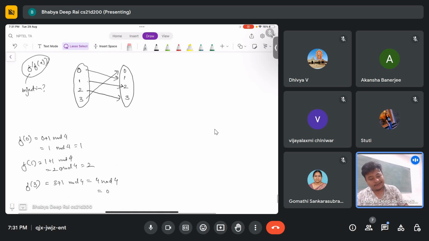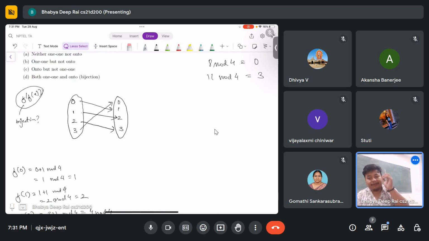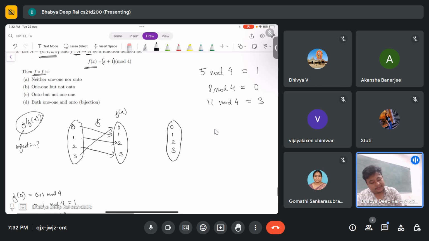So far, I see that this is a bijection because every input is mapping to only one output, and all the elements in the right hand side are getting covered. Good. But this is only one step. I need to find f of x. This is only f of x. So if I want to find f of x, then I do this operation once more.